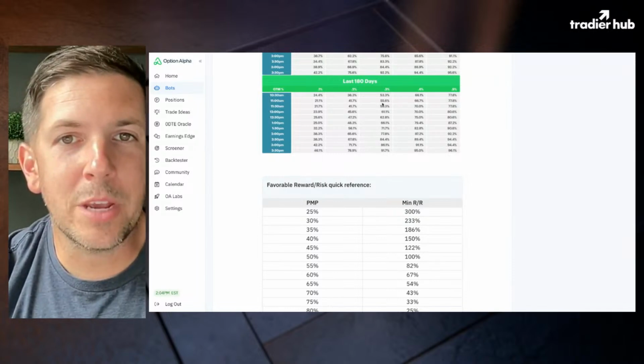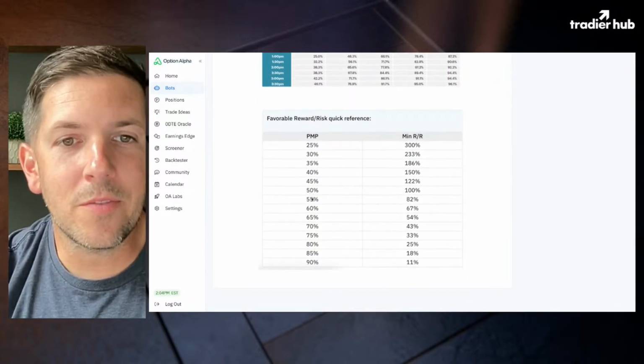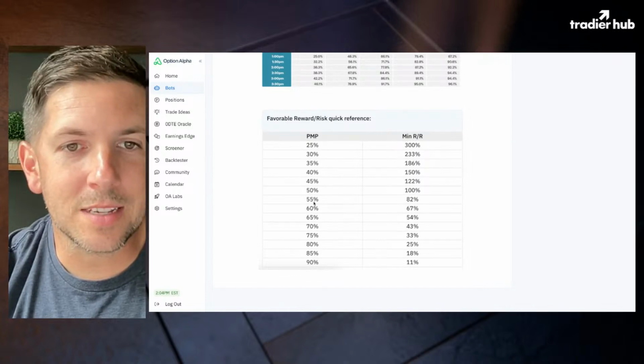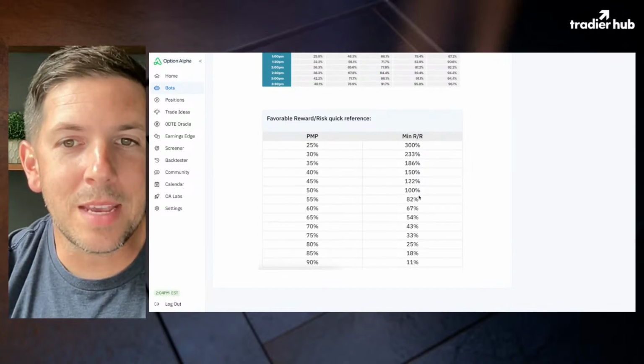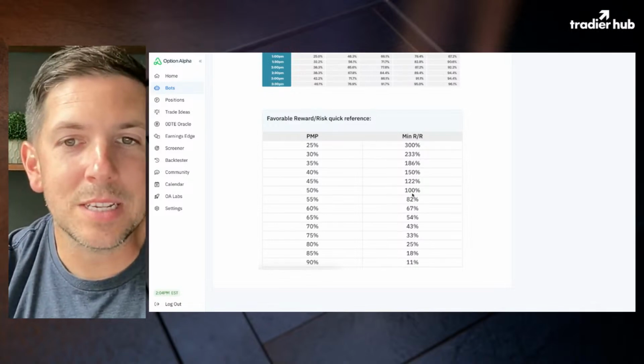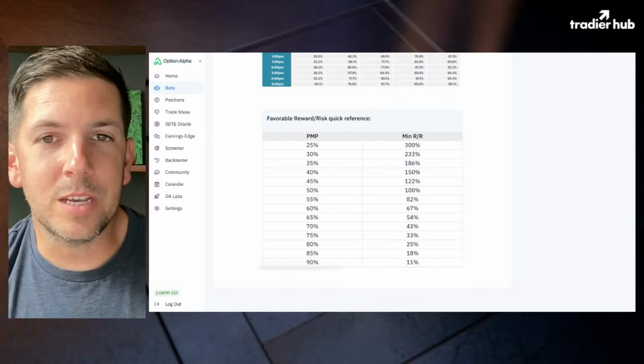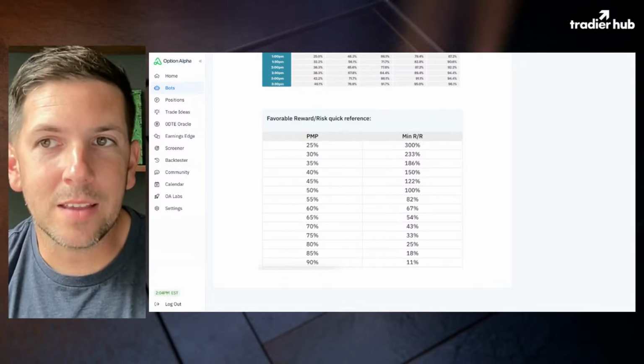So if we take this information and say, okay, I've got a 55% probability of success somewhere in this range, then that means in order to make this trade, in order to make any trade, I need to be somewhere around a 100% reward to risk ratio. And that means I'll be collecting enough money to actually make the trade make sense.